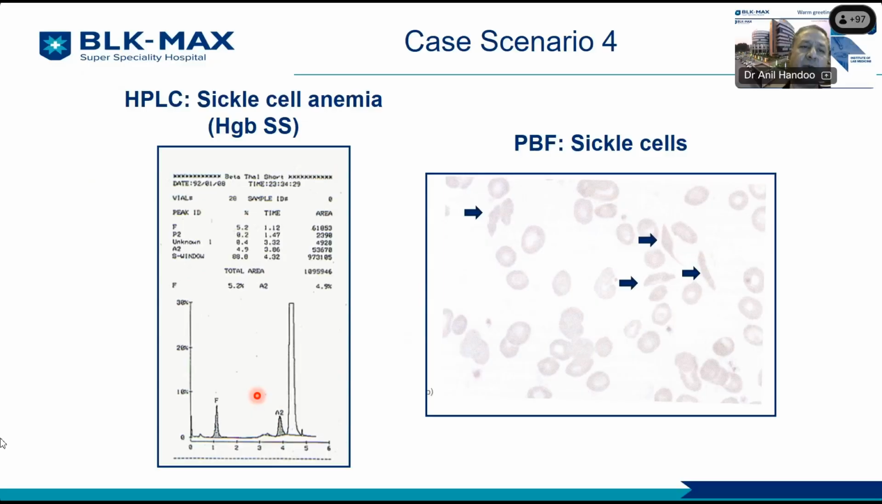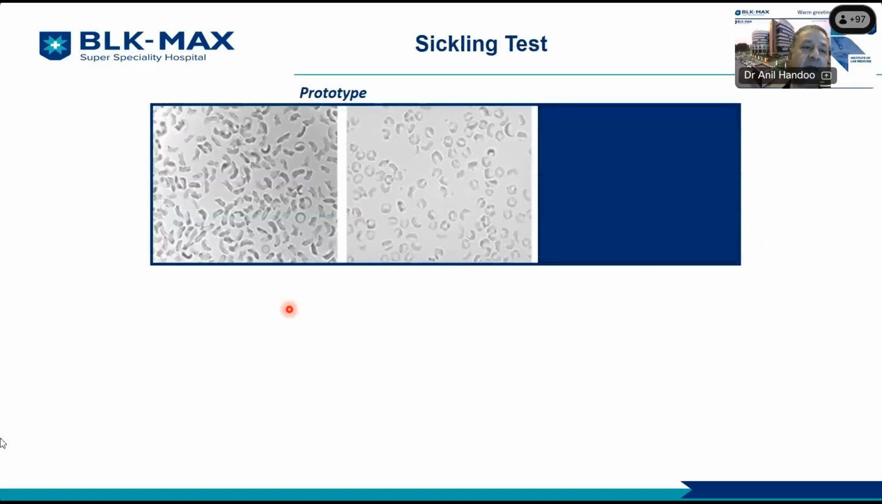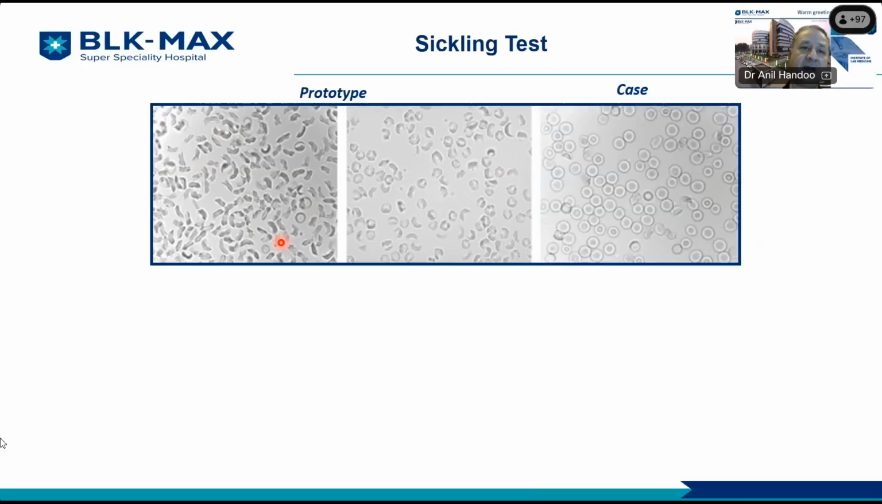But as a part of a routine process, when we report hemoglobin HPLC, we also do what is called the sickling test, just to confirm that no other hemoglobin is eluted in the sickle window. When we did a sickling test, in a prototype, this is how sickle cells will be. But when you look at our case, this is what happened. There was no sickling at all. Zero sickling, no sickle cells.